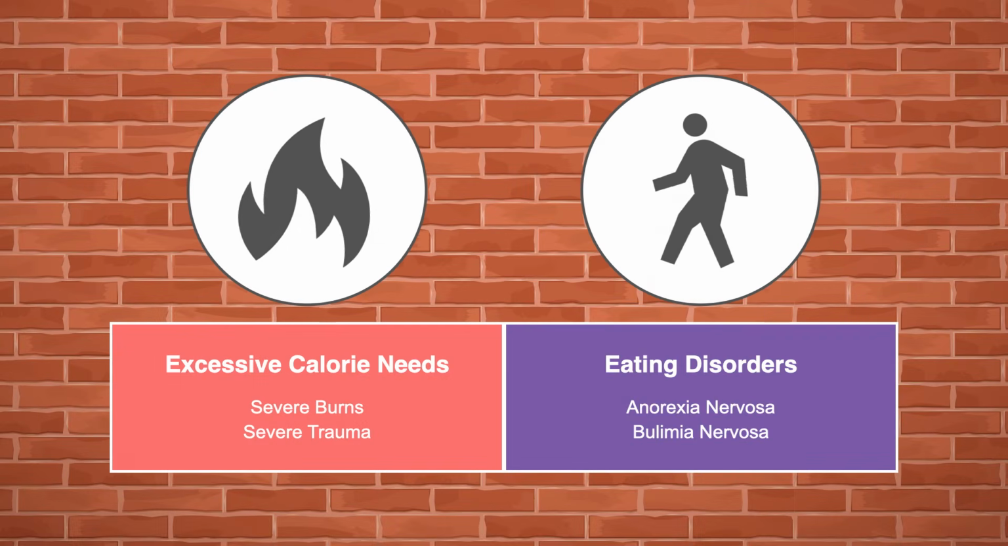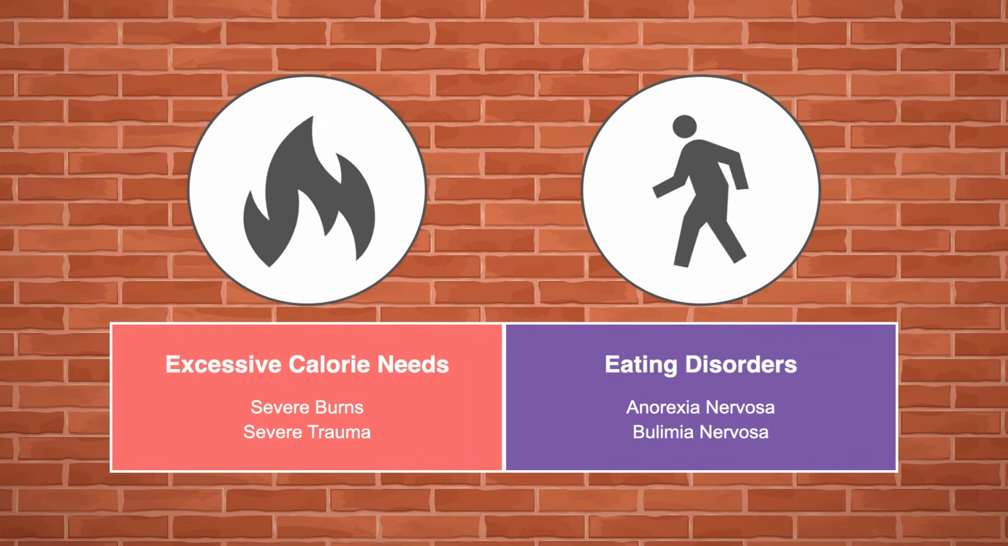As a bonus, I just want to mention patients with excessive calorie needs and patients with eating disorders. In both of these instances, patients can have normal chewing and swallowing function and a normal appetite, but are unable to consume adequate calories to maintain body weight. For burns and trauma, the calorie demand for healing may be so high that it exceeds what is feasible for the patient to obtain through food alone. For anorexia nervosa and bulimia nervosa, there will be an intense fear of weight gain and a purposeful avoidance of adequate energy intake.